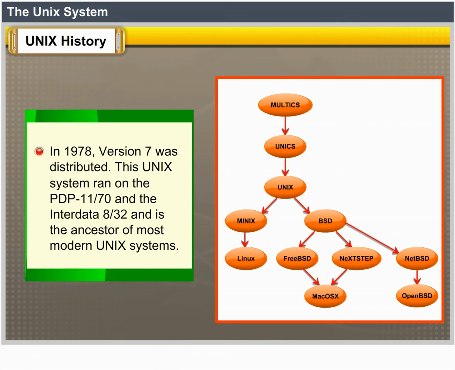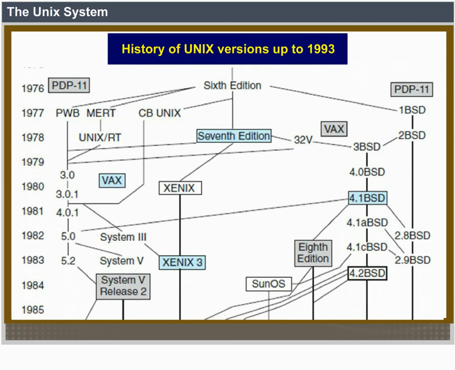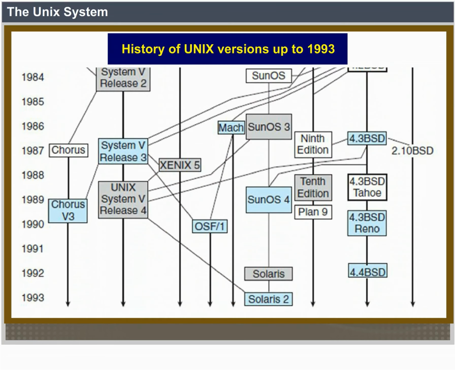In 1978, version 7 was distributed. This Unix system ran on the PDP-11/70 and the Interdata 8/32 and is the ancestor of most modern Unix systems. In particular, it was soon ported to other PDP-11 models and to the VAX computer line. The version available on the VAX was known as 32V. Research has continued since then. History of Unix versions up to 1993.